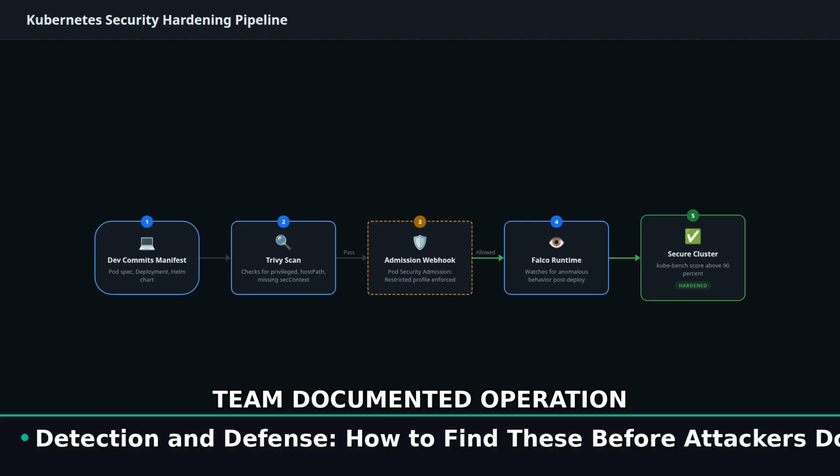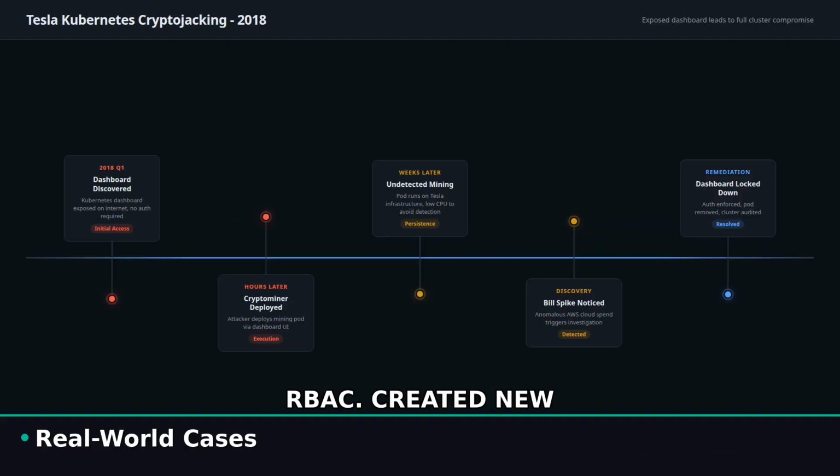Tesla, 2018. Attackers found a Kubernetes dashboard exposed to the internet with zero authentication. They deployed a crypto miner pod. It ran for weeks. Tesla's cloud bills were the first signal. The entry point was one misconfigured dashboard proxy. No CVE required.